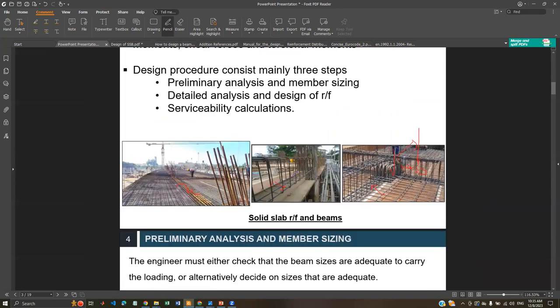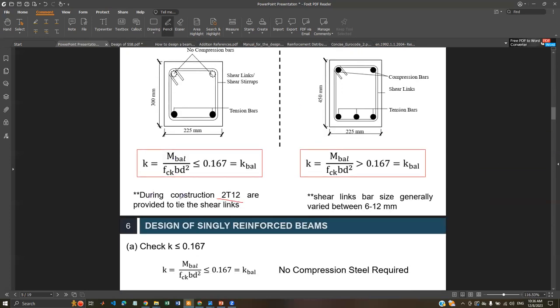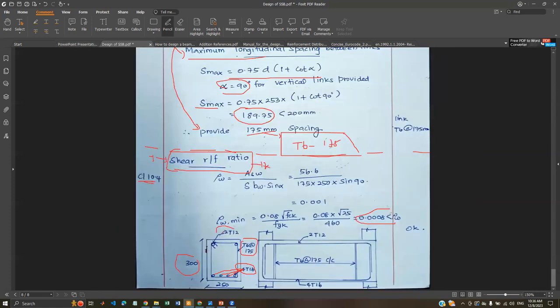Since I just performed the design as the singly reinforced case, in order to make these stirrups stand, at least I need some points, some support to tie these shear links and stop them moving from here or there when I am pouring the concrete. So the code recommends, as I already mentioned here, that during construction 2T12 bars are generally provided in the singly reinforced case. So this is not coming from the design, this is actually coming from construction practice.